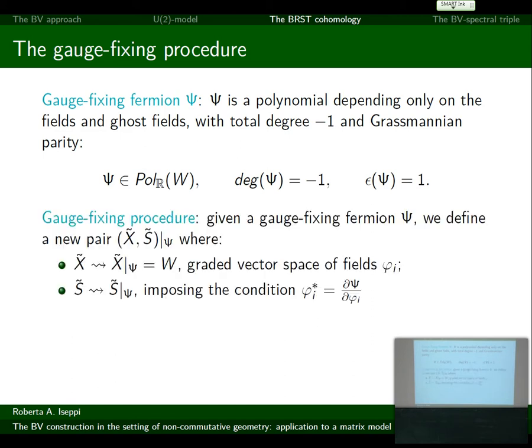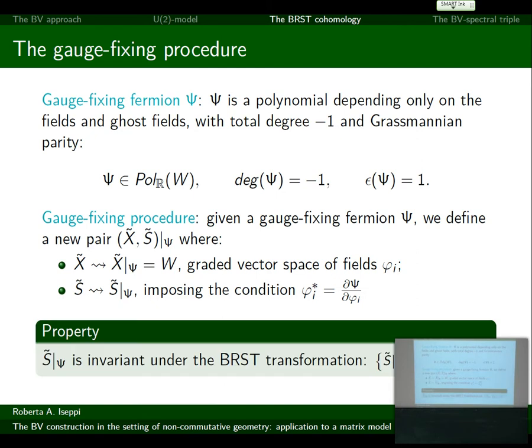Once this is done, we can proceed with the gauge fixing procedure, which acts like this. Given our extended theory, for the configuration space we don't have to do anything, in the sense that we are just forgetting all the anti-fields and the anti-Gauss fields. For the extended action, we have to impose the gauge fixing condition. Each anti-field or anti-Gauss field is substituted by the partial derivative of the gauge fixing fermion with respect to the corresponding field or Gauss field. The important part is that after carrying out this gauge fixing, the action still satisfies this equation. This means that the action is invariant under the BRST transformation.